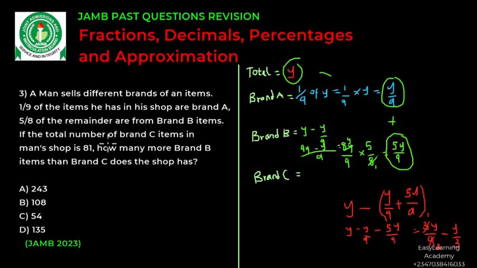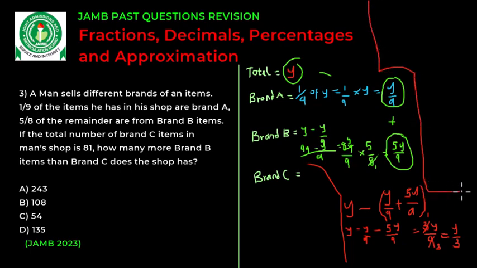Okay, but now we are told the total number of brand C items in the man's shop is 81. Having known the total for brand C, 81, that will help us in finding our y. Let's use the upper part here.